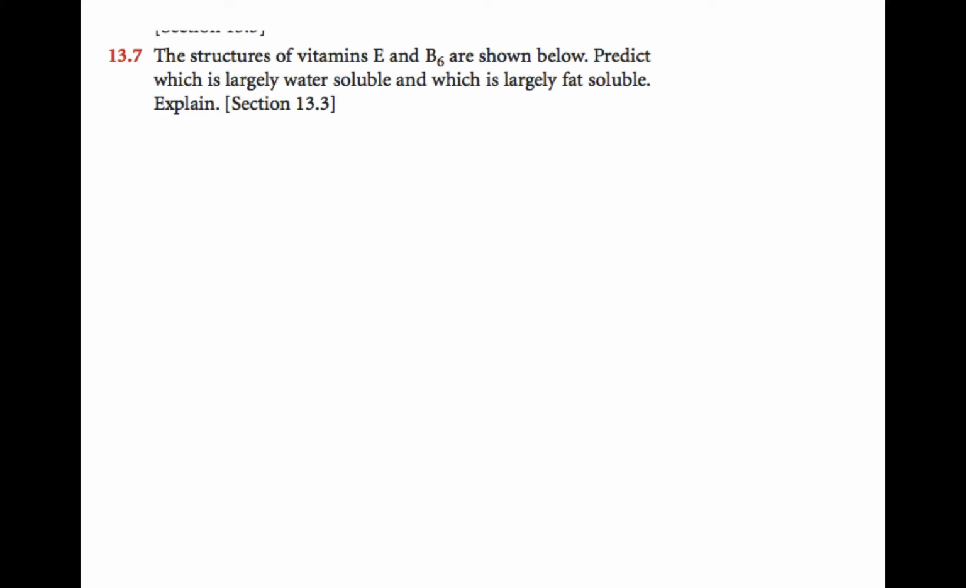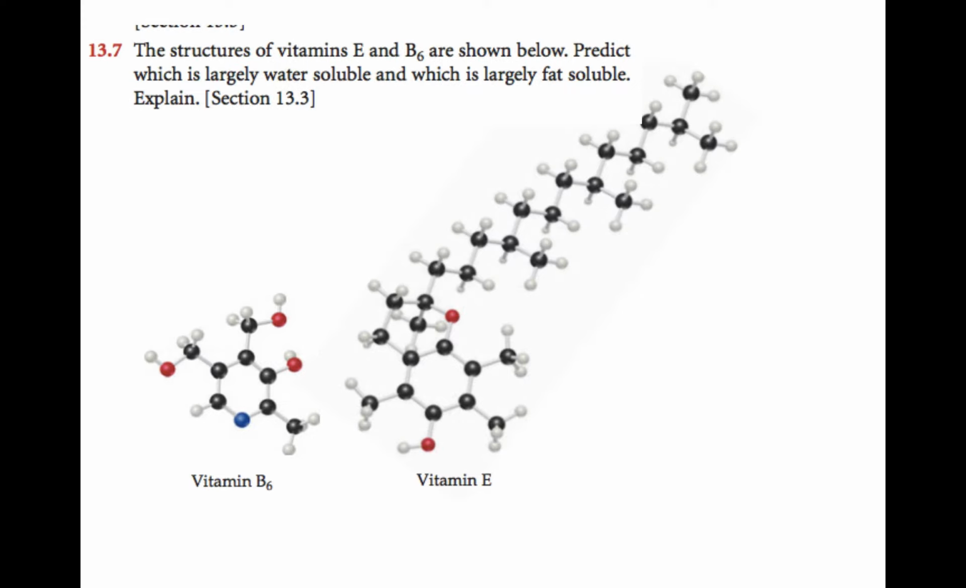The structures of vitamin E and B6 are shown below. Predict which is largely water soluble and which is largely fat soluble. Explain. Okay, well, these are the molecules, all right? And if I'm looking at B6, I don't see a lot of big nonpolar chains here. And I see OH groups that are capable of hydrogen bonding. So B6 is going to be more soluble because it's capable of hydrogen bonding with all these OH groups.